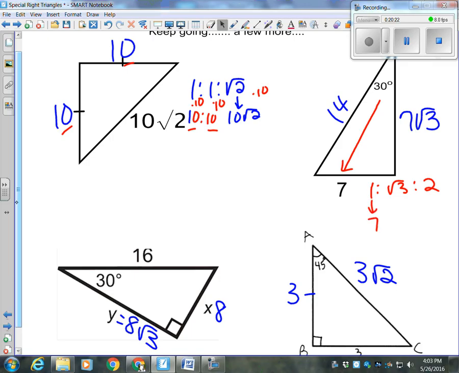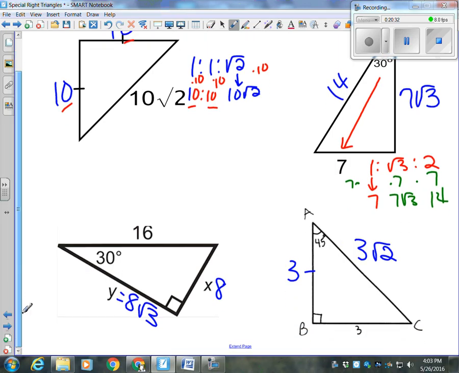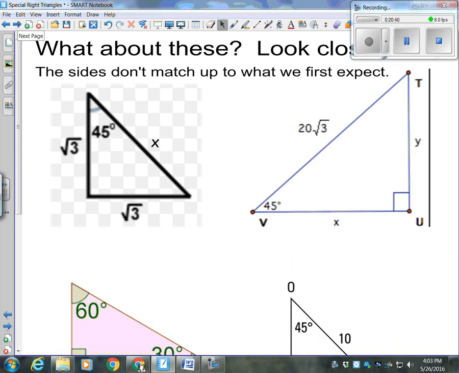So it looks like I multiplied that one times 7, which means everything else has to be times 7. So I got 7 root 3 and 14. I'm hoping that the proportions become something you get more and more familiar with. All right, we're going to move on to what about these?